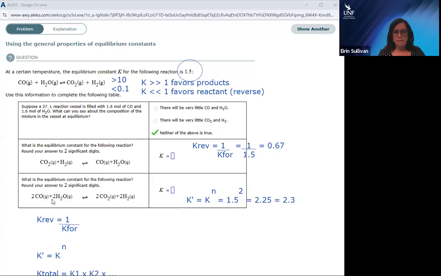Just a little note on that. If the reaction you're trying to find K for was divided by an integer, you can still do that. Say it was divided by 2 instead of multiplied by 2, then you work out K prime equals K to the power of n, where in this case n would be 1 over 2. So if you're dividing by a number, you can still solve it that way. Also watch out for multiple things being done at the same time. If I was asked to calculate the equilibrium constant for 2 moles of carbon dioxide plus 2 moles of hydrogen forming 2 moles of carbon monoxide plus 2 moles of water, I have both reversed and multiplied by 2. You can do both of those things: take the inverse, raise to the power of 2, and calculate the new equilibrium constant.